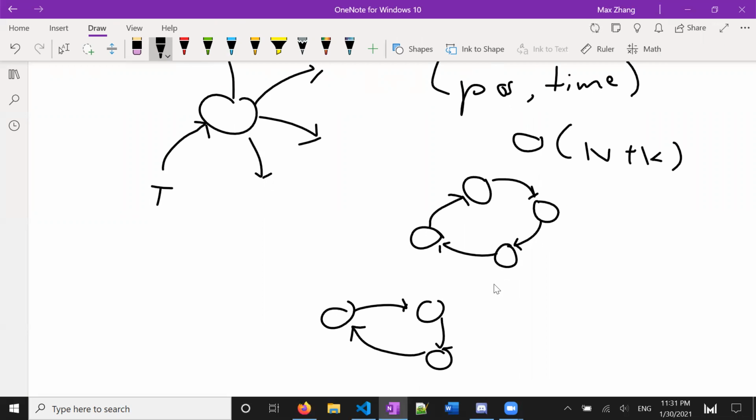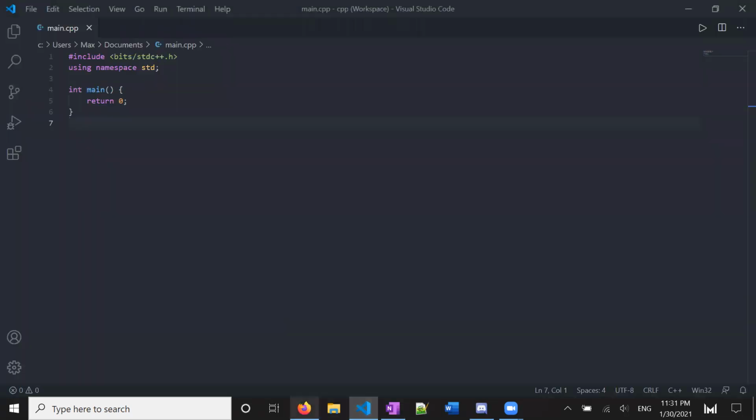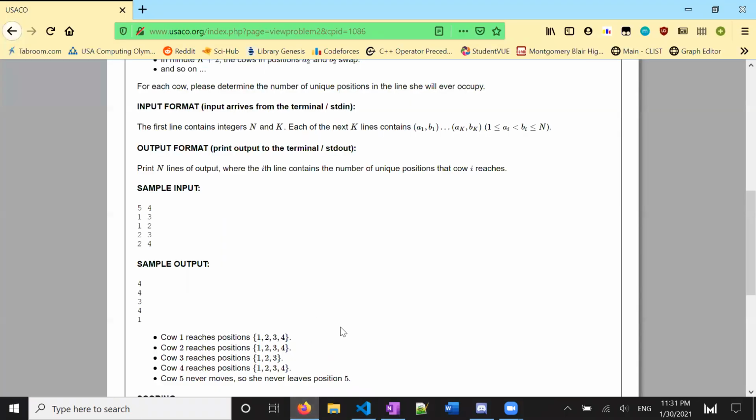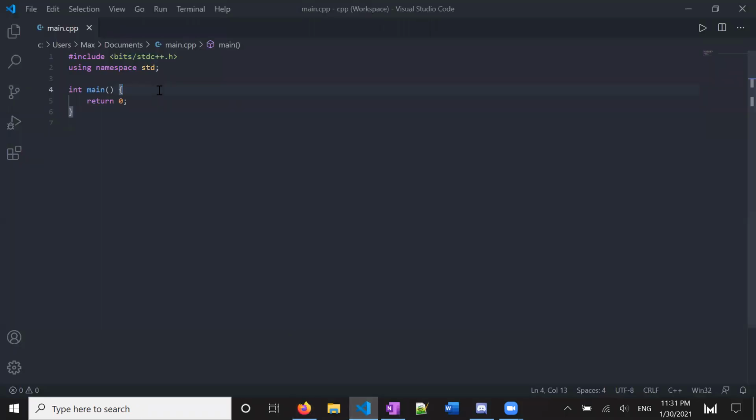Yeah, so this is a bit complicated, so maybe writing the code will help elucidate some questions you might still have. Let's go write some code. I'm going to begin by taking in the input. So we have n and k, and we have a series of k swaps.